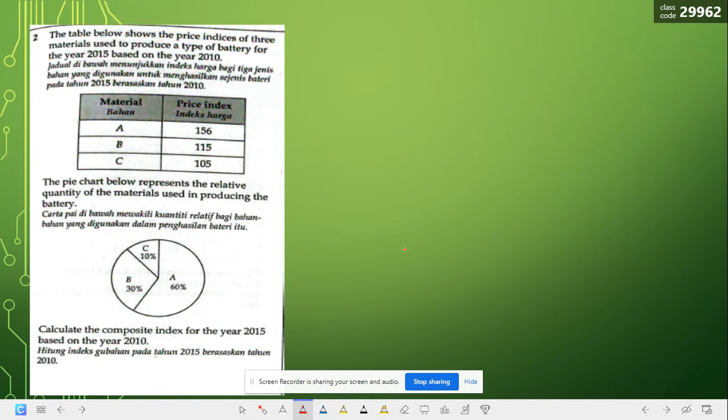Okay, so we already have the pie chart here. So the pie chart can be the weight. So A is actually 60%. Okay, and B is 30% and C is 10%. So we use the formula, right? The total of weight multiply with the index. Okay, and then divide by total weight.